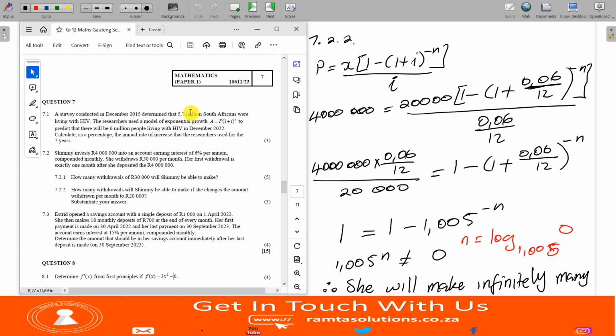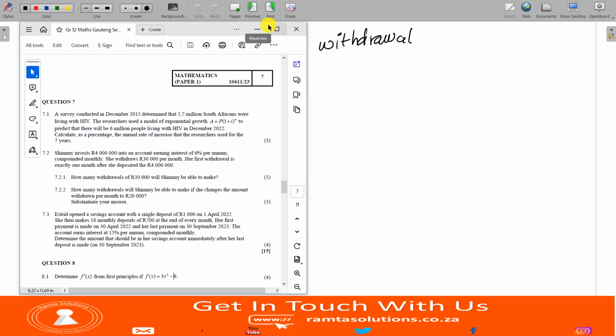Let's see now, 7.3. I hope you guys are not confused by this 7.2.2. To be honest, it's a nice question. I like it. All right, now 7.3. Now we're looking at this person's name, Estrid. So Estrid opened a savings account with a single deposit of, did you guys get that? A single deposit of 1,000 rand on April 1, 2022. She then makes 18 monthly deposits of 700 at the end of each month.